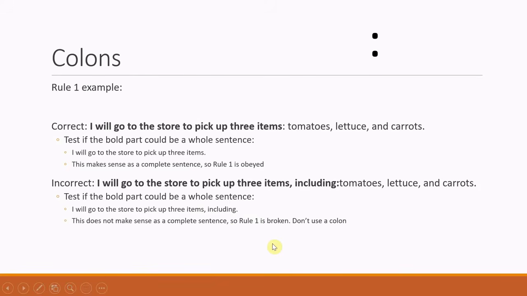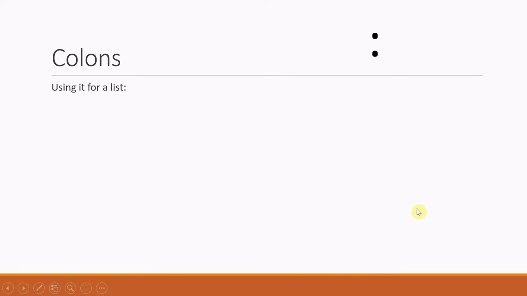Breaks rule 1. Don't use the colon. In fact, the correct way to do this, if you wanted the word including, is to just remove it. So it would just be including tomatoes, lettuce, and carrots. Okay, so let's go into all of those use cases, starting with the list.